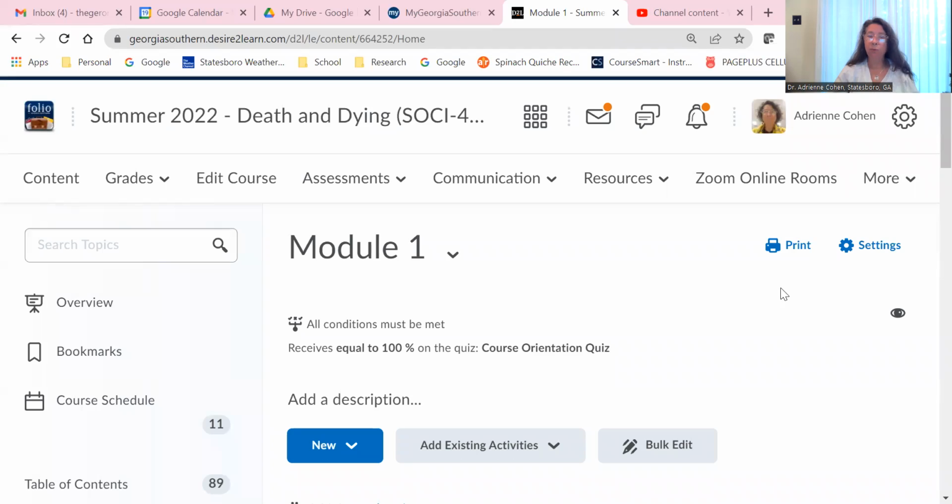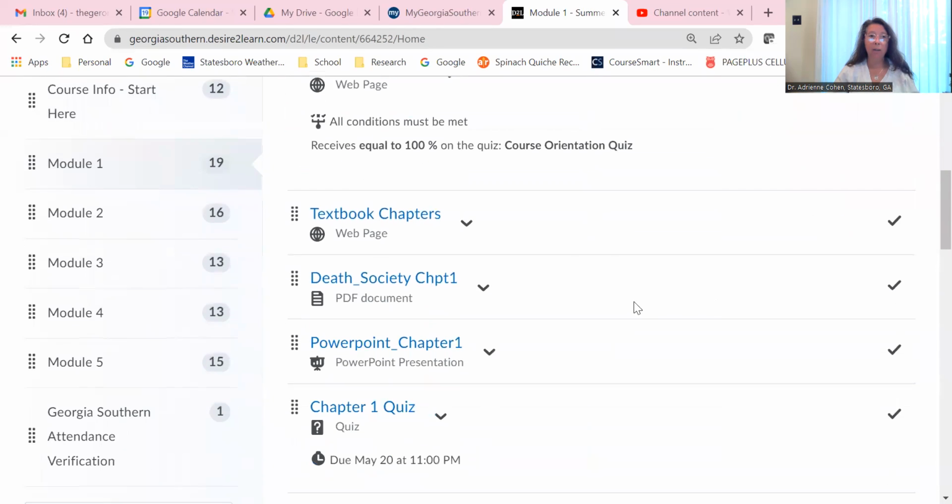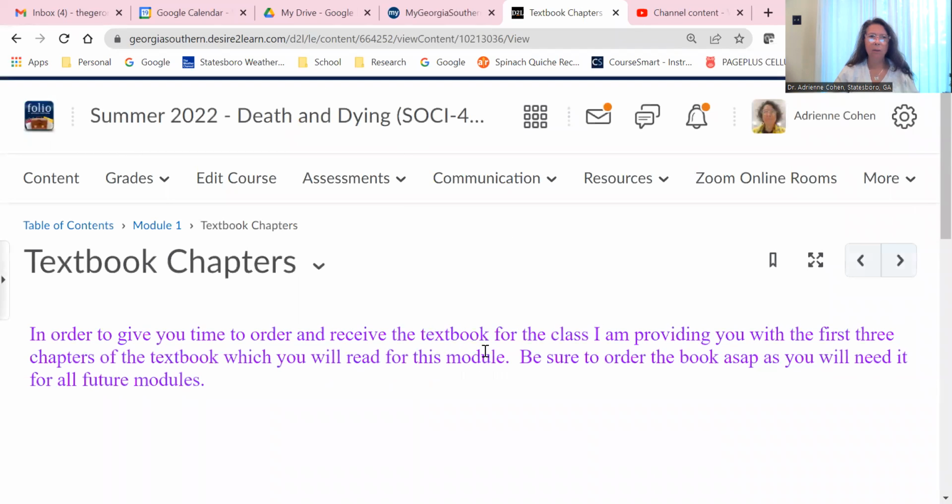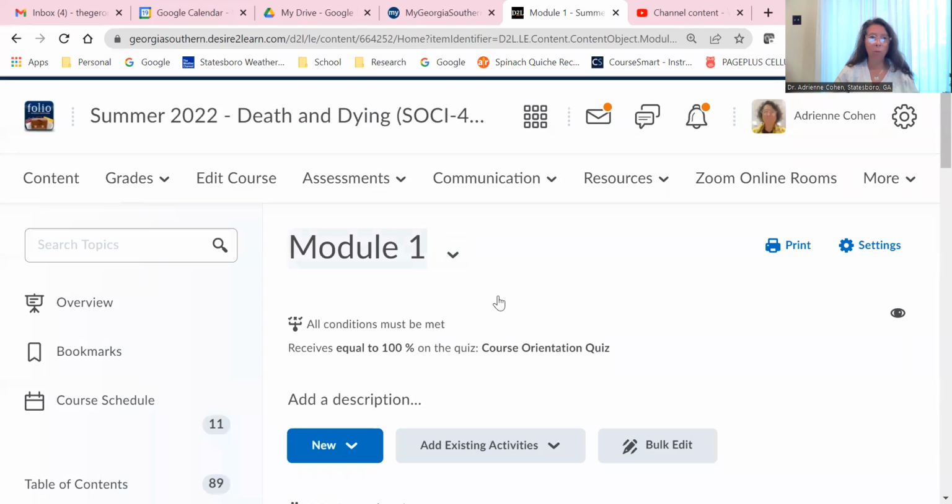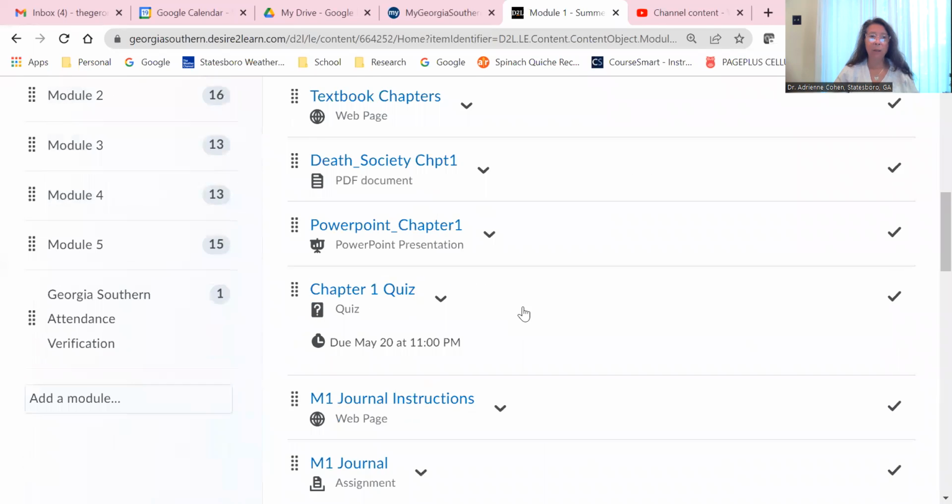But mostly what I want to go over today was Module 1 and just a little bit about what is going to be required for Module 1. So I wanted to share my screen and show you all what's on Folio for Module 1. Here you have, to let you know, I have the first 3 chapters up here as PDFs.